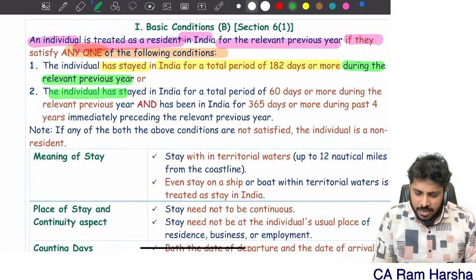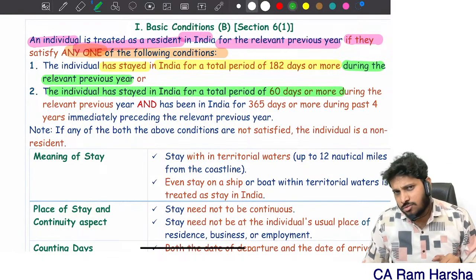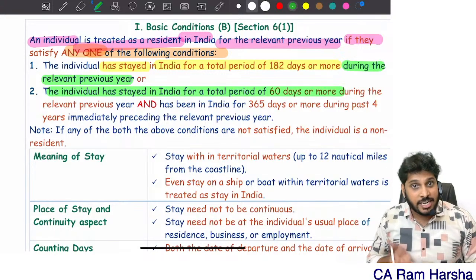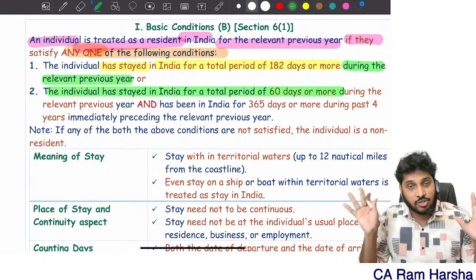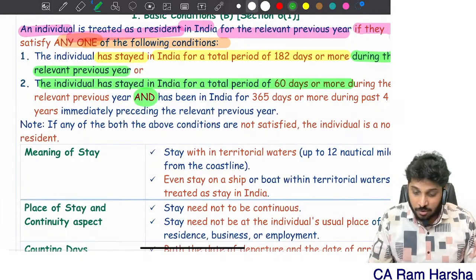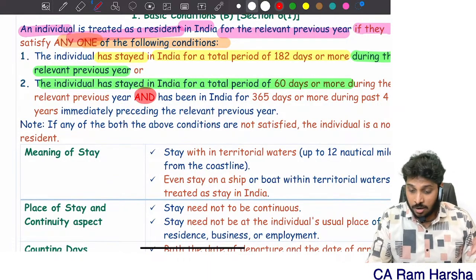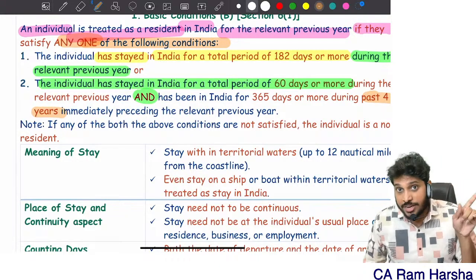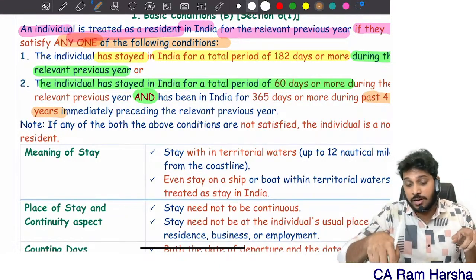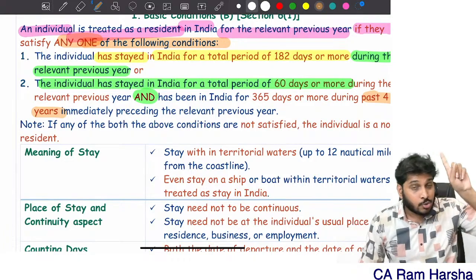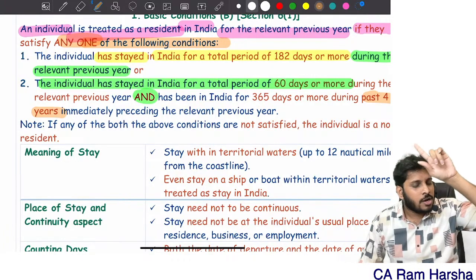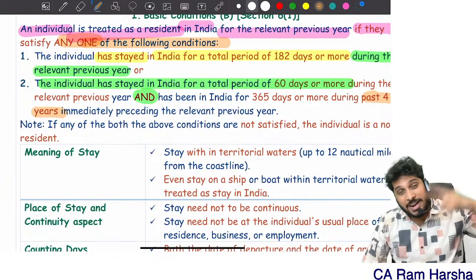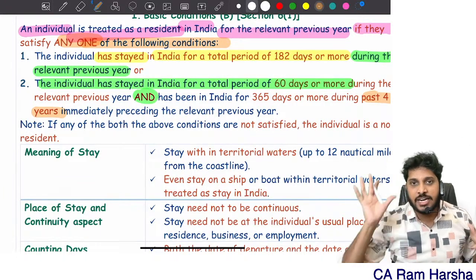Is the individual in India for 60 days or more? Check out. During the year, is he there for 60 days or more? Yes, sir, he is in India during the year for 60 days or more. And one more condition: not only the current year, the past 4 years. Past 4 years means what? You are doing the problem for 23-24. Keep it aside. 22-23, 21-22, 20-21, 19-20. In the past 4 years, put together how many days is he in India? Check out. 365 days or more, sir.